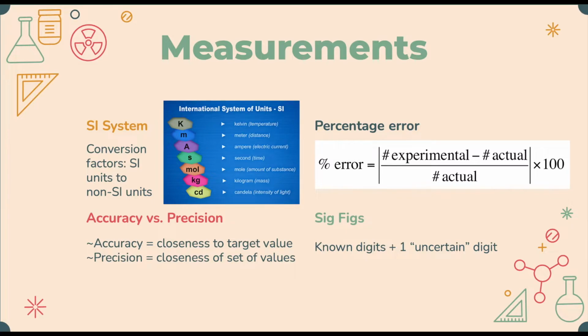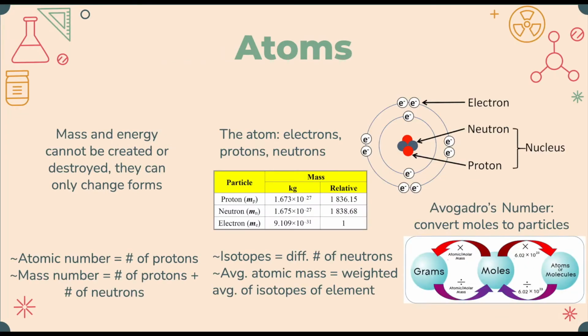The percentage error is found by subtracting the measured value from the target value, dividing by the target value, and then multiplying by 100. Significant figures, or sig figs, consist of the known digits of a measurement plus one final digit, which is uncertain. Mass and energy cannot be created or destroyed in chemical reactions. They can only change forms.